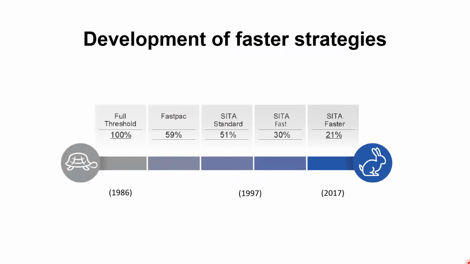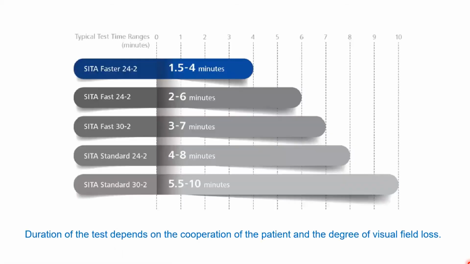The trend towards the development of faster strategies is obvious from this slide. As you can see, SITA standard, which was released in 1997, took half of the time of the full threshold test, and the latest SITA faster takes only 1/5 of the full threshold test. And if we look at the times in minutes, then SITA standard lasts 5.5 to 10 minutes per one eye, whereas SITA faster only 1.5 to 4 minutes. Of course, the duration of the test always depends on the cooperation of the patient and the degree of visual field loss.